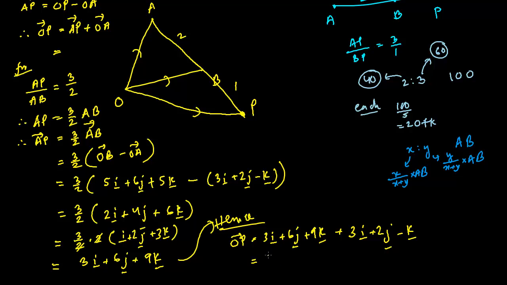So 3i plus 3i is 6i. 6j plus 2j is 8j. 9k minus k is 8k. So that's it. This is the position vector of OP.